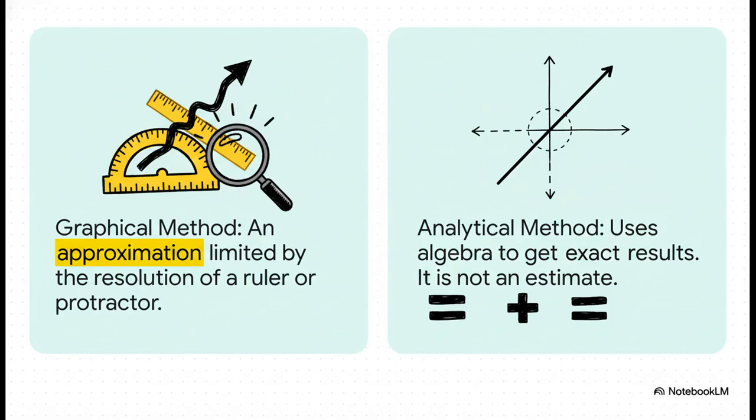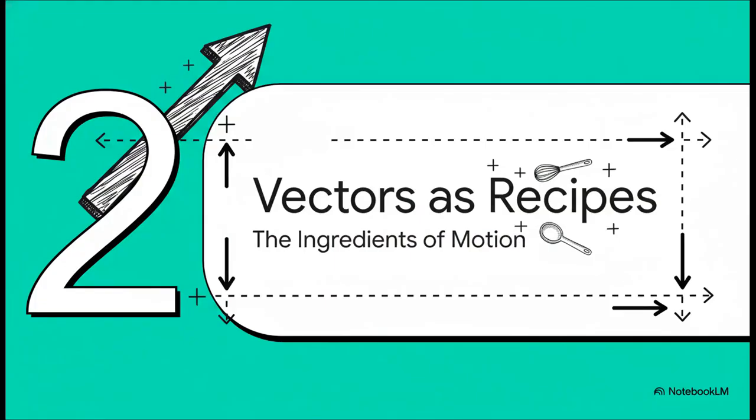And this really gets us to two totally different ways of doing things. You've got the graphical method, using rulers and protractors, but it's always an approximation. The best you can do is limited by how steady your hand is. But then, there's the analytical method. This uses simple algebra to break vectors down. It's not a guess. It is exact. Every single time. So how do we get that kind of precision?